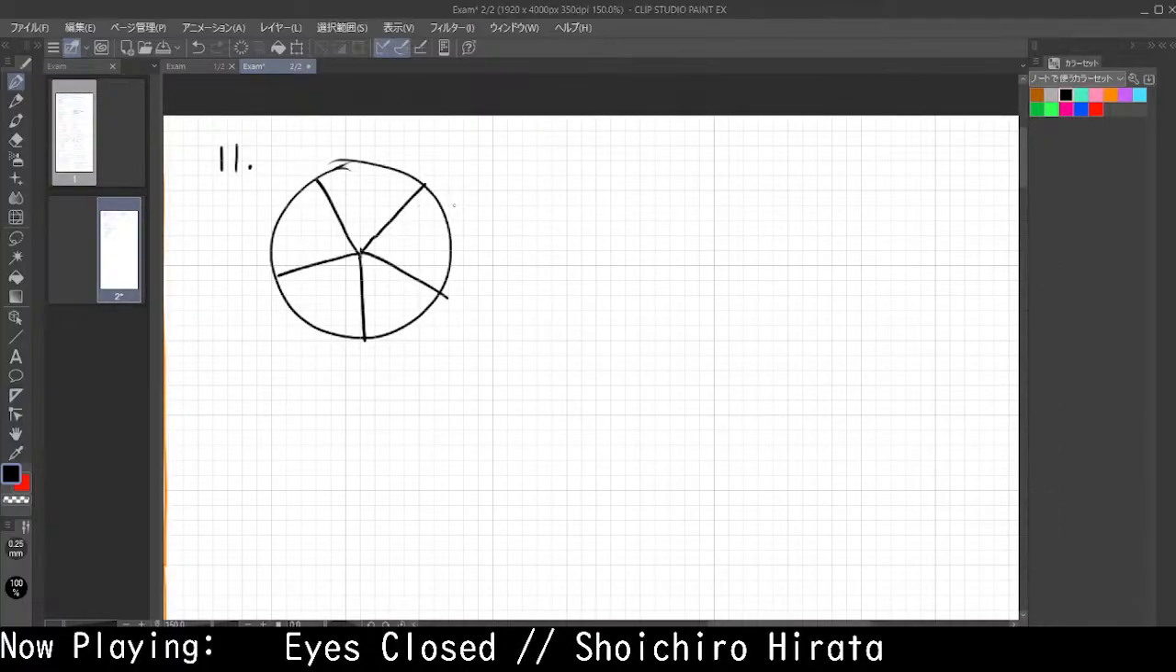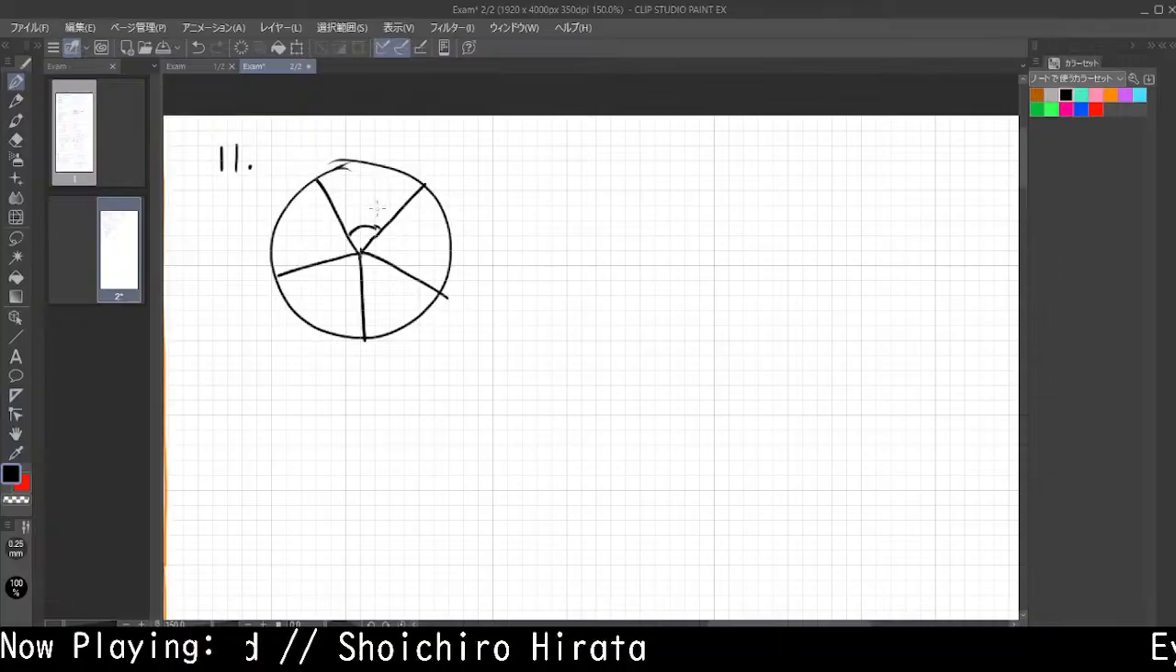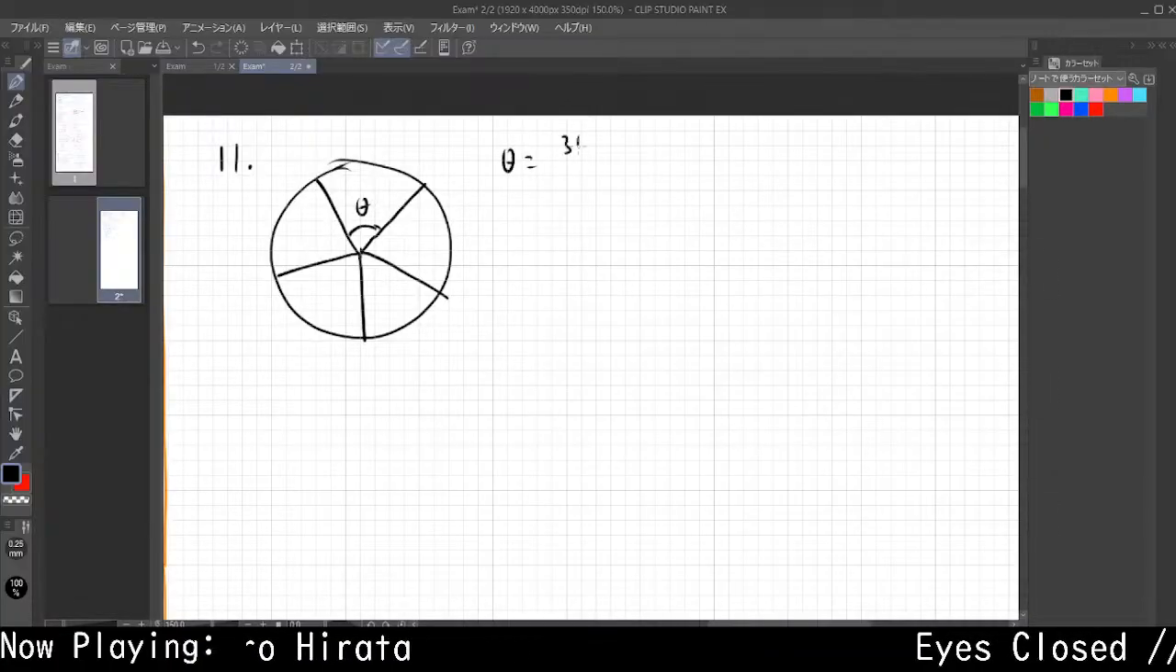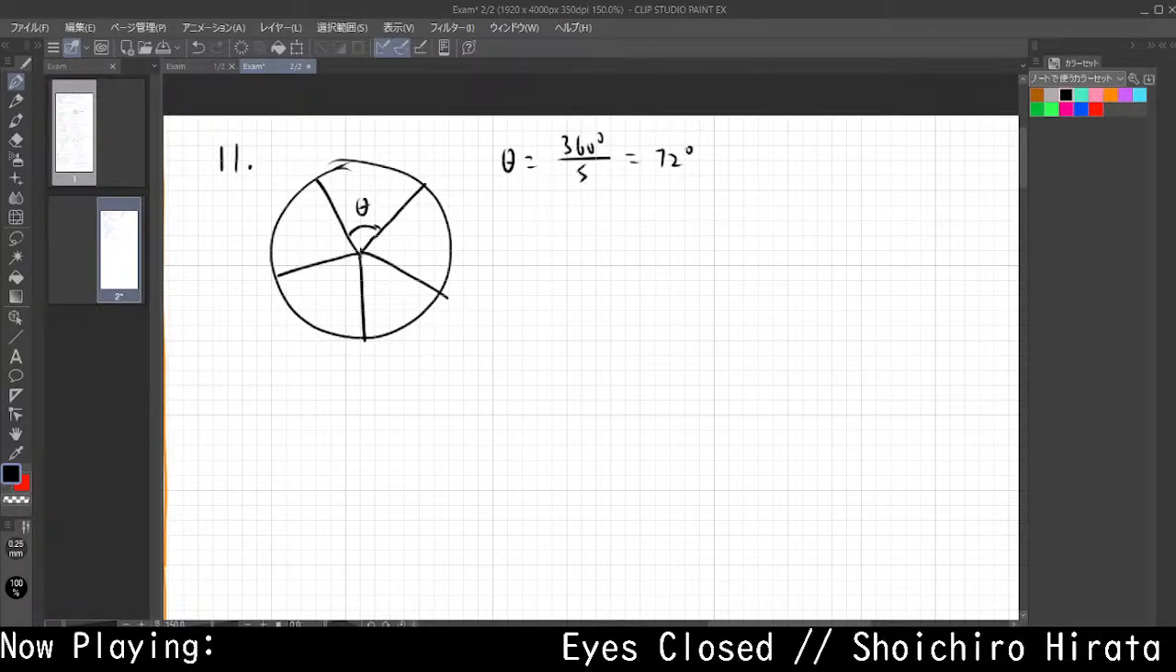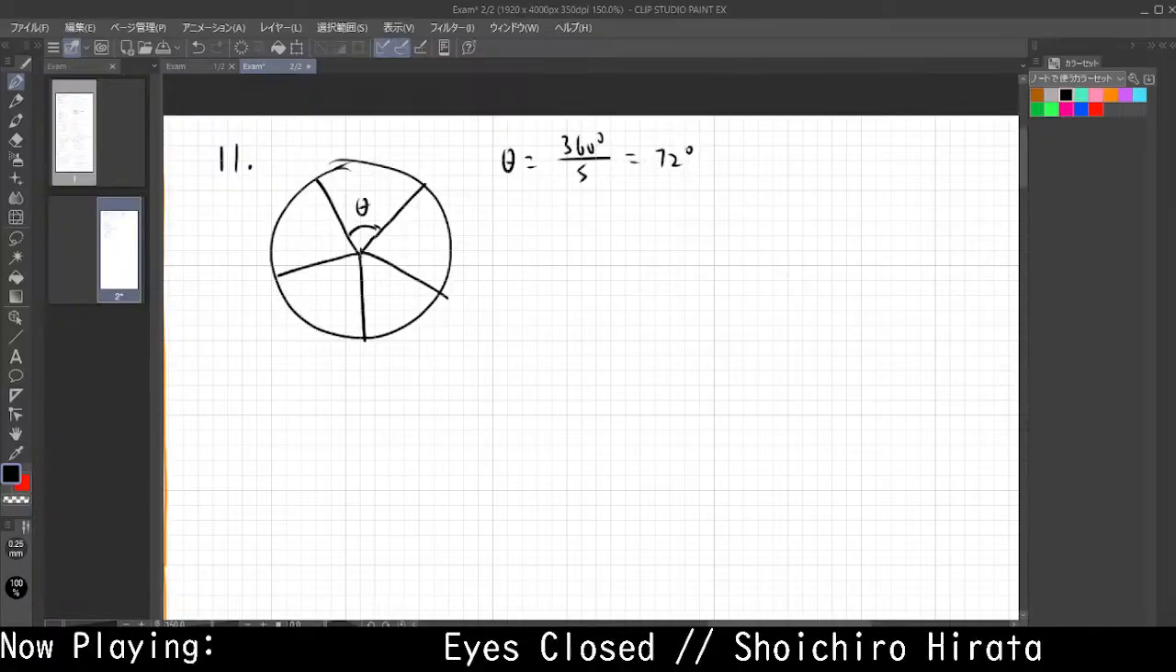So first things first, one angle of theta is equal to 360. How many portions do you have? 1, 2, 3, 4, 5. You have 5. One portion is 72.